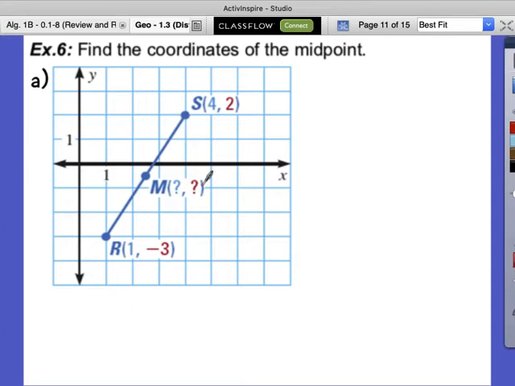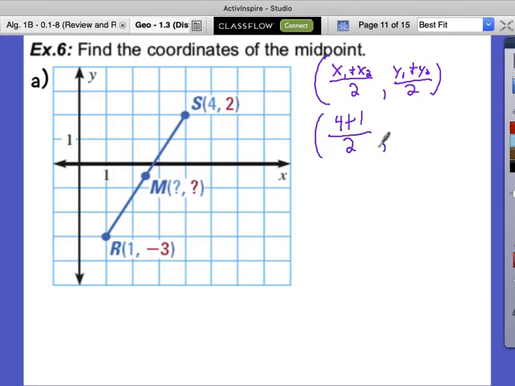So how would I find the average of the x's? Add 4 and 1. I'm going to add my x's. Our formula said a moment ago, x1 plus x2 over 2, comma, y1 plus y2 over 2. Well, x1 could be 4, and x2 could be 1. And we'll divide that by 2. That's going to be the average of those two. We'll get there in a moment.